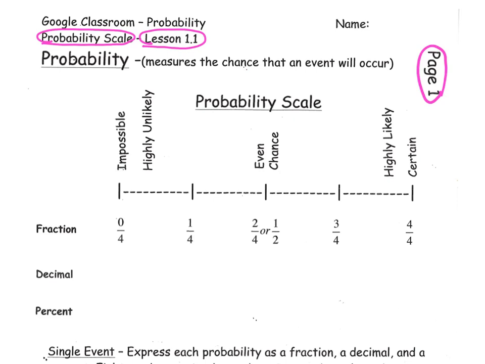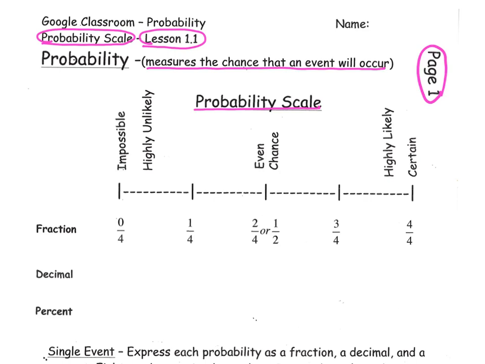When we measure probability, we are measuring the chance that an event will occur. And when we measure that probability, we measure it on the probability scale. We're basically measuring chance, the chance that something's going to happen. Whether it's rolling a 6 on a number cube or picking a king out of a deck of cards, we can measure the chance or the likelihood that it's going to occur.